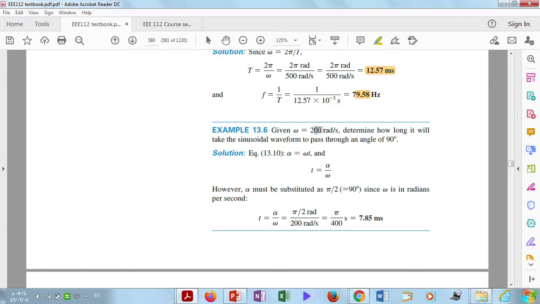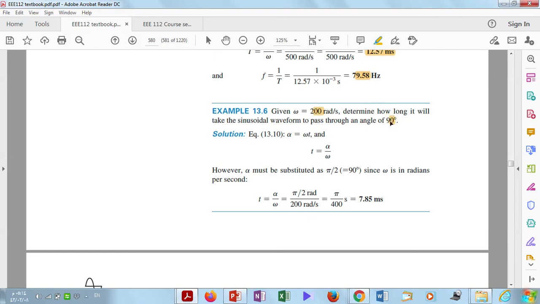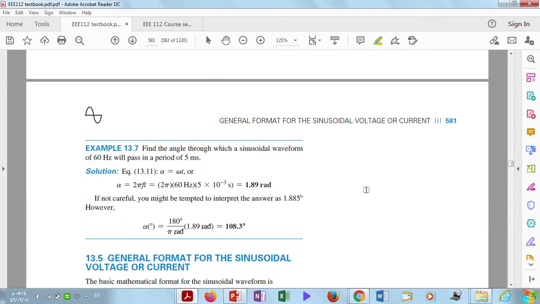We have omega now, and we have the angle in degree. You can convert degree to radian. 90 equal pi over 2. Pi over 2 over 200, you will get pi over 400 equal 7.85 milliseconds. And so on. You can go about the other examples.